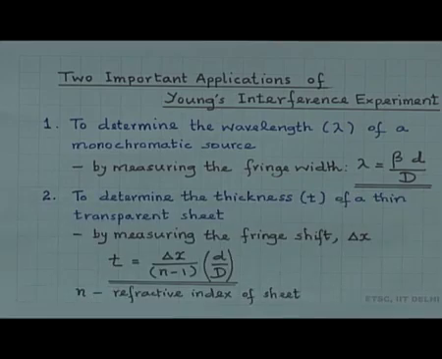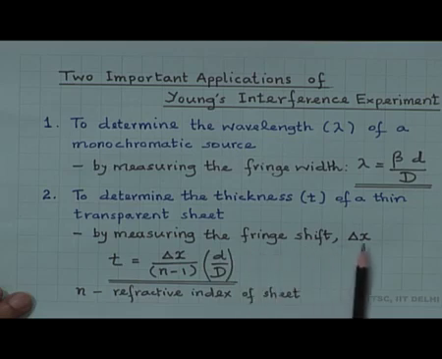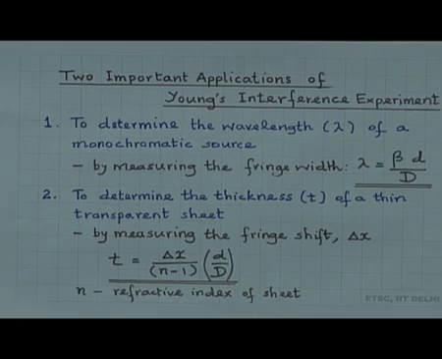The second important application is to determine the thickness t of a thin transparent sheet by measuring the fringe shift delta x. We have derived this expression that t is equal to delta x divided by (n minus 1) into D by d. n here is the refractive index and delta x is the fringe shift. d is as before the separation between the two holes and D is the distance to the screen.